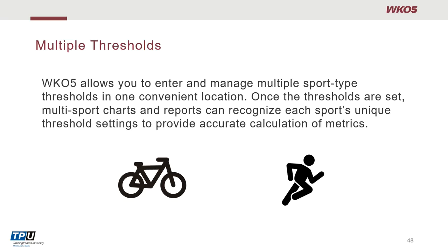Multiple sport thresholds. WKO5 allows you to enter and manage multiple sport type thresholds in one convenient location. Once the thresholds are set, multi-sport charts and reports can recognize each sport's unique threshold setting to provide accurate calculation of metrics. So let's face it, over the last couple of years in particular, we've seen more and more devices capturing more and more sport type specific data.